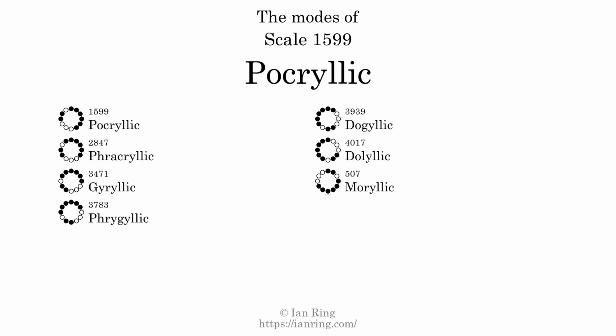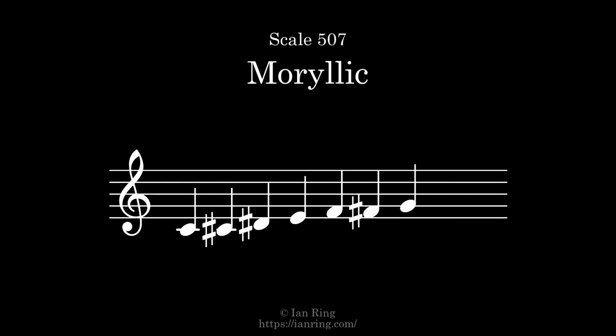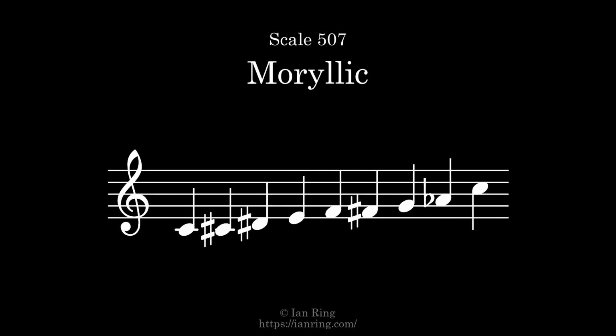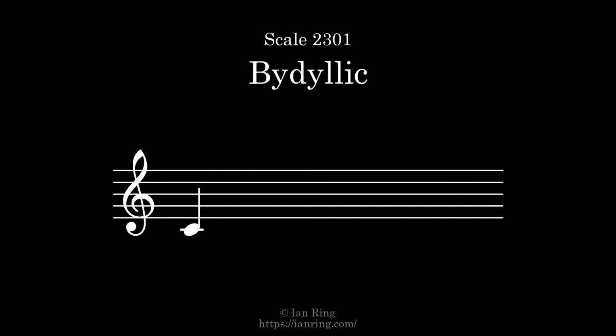The seventh mode is scale 507, also known as Pocryllic. It sounds like this. The eighth and last mode is scale 2301, also known as Pocryllic. It sounds like this.